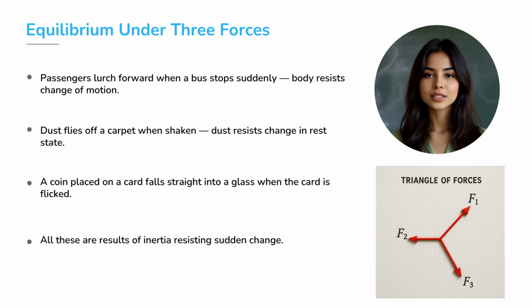Graphically, this means that if we represent the three forces as arrows taken head to tail, they should form a closed triangle. This is sometimes called the triangle law of forces. So if you can draw a closed triangle with the three force vectors, the particle is in equilibrium.